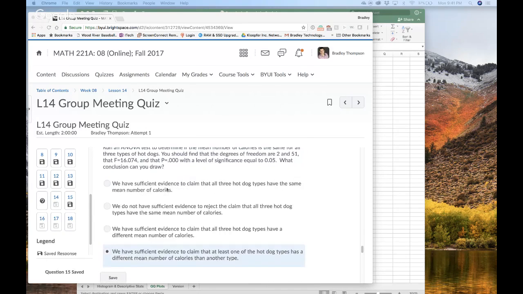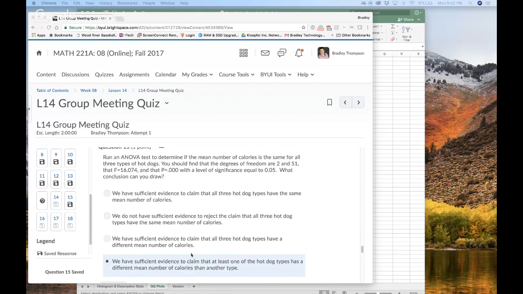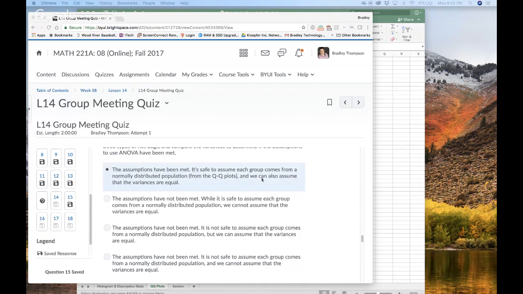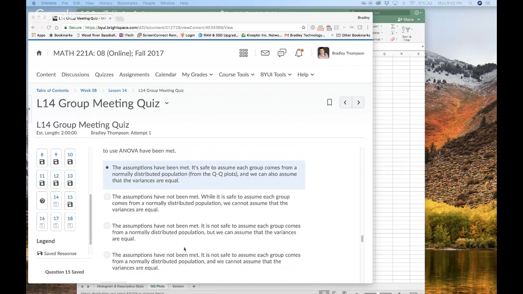Now, since P equals 0, doesn't that specifically say that the variances are not equal? Or am I getting that backwards? Let me see. Hold on.